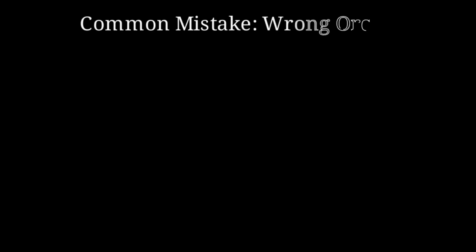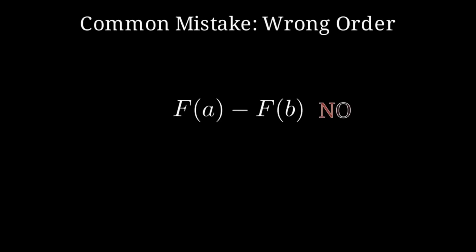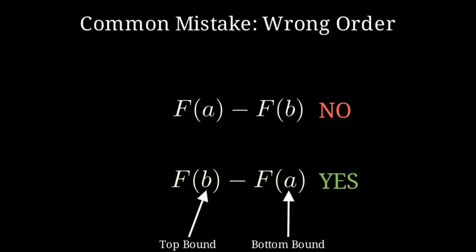Always remember the order of evaluation, top minus bottom. Subtracting the upper limit value from the lower limit value will give you the negative of the correct area, leading to significant errors in physical applications.